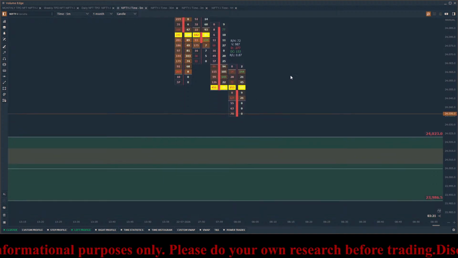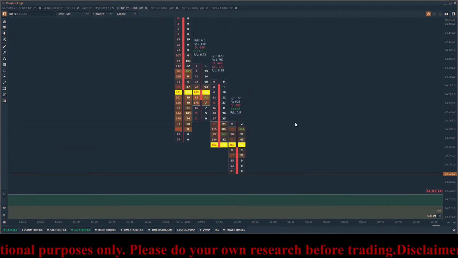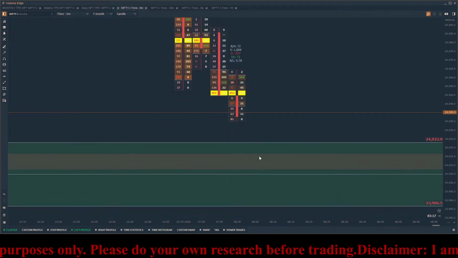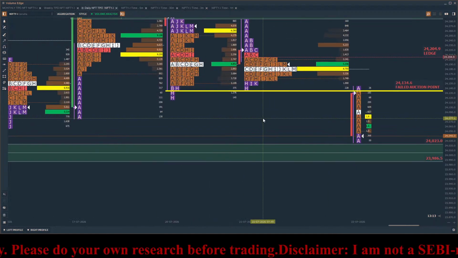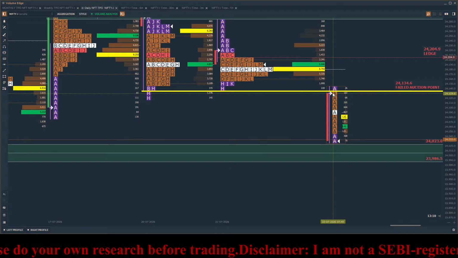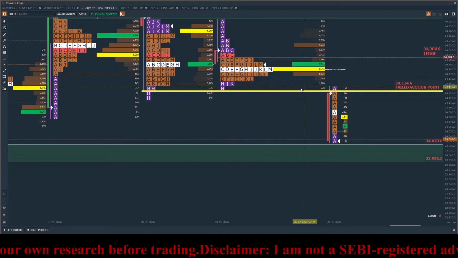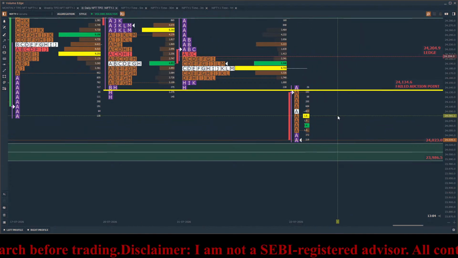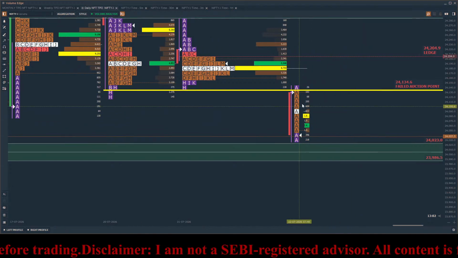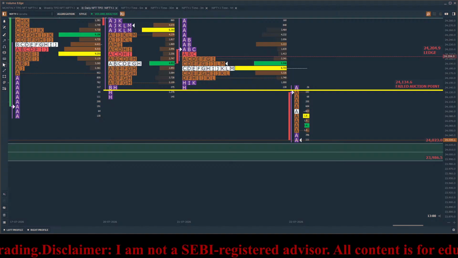So clearly it shows it will come to our zone. We don't want it to go anywhere. We'll wait. It just opened, it went and hit yesterday's low, and it has come back down almost 100 points, 150 points almost.